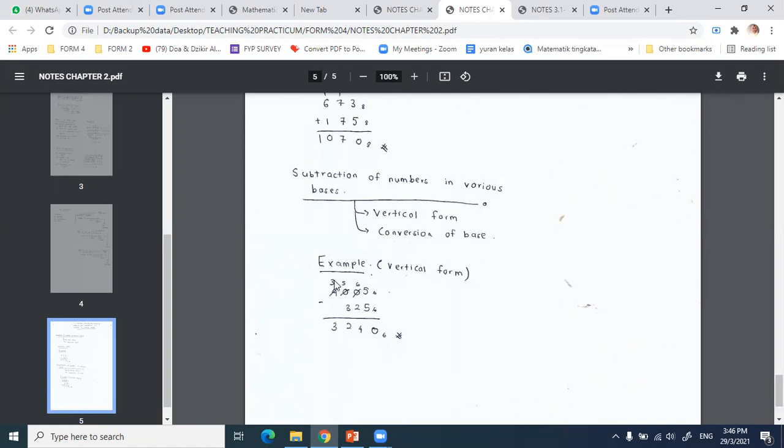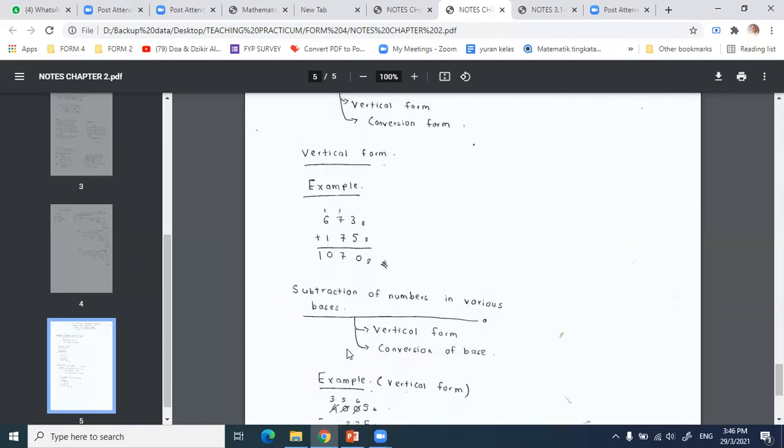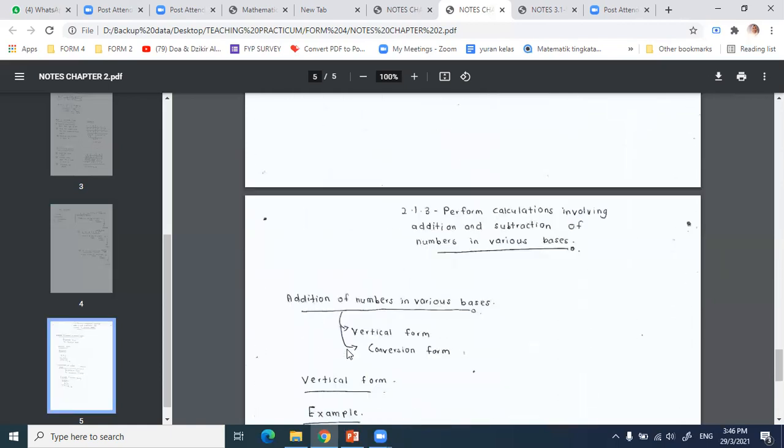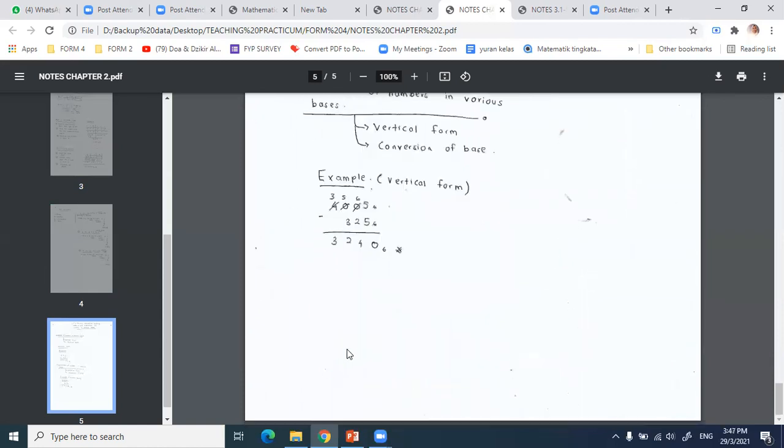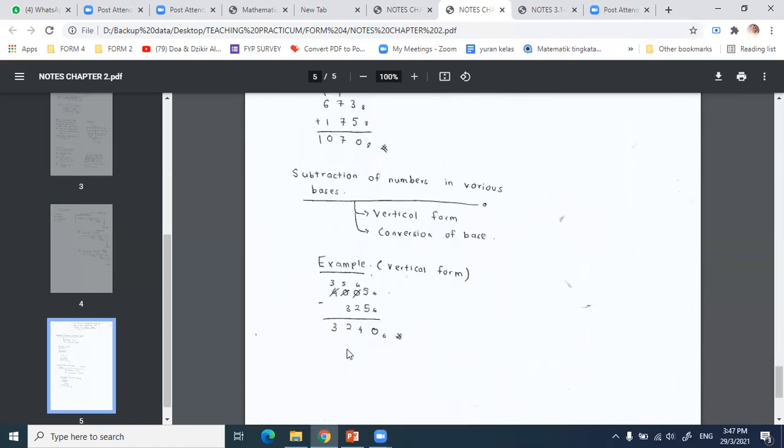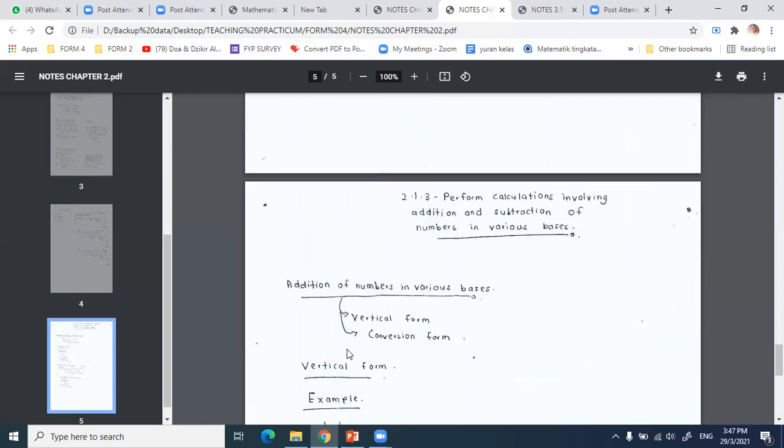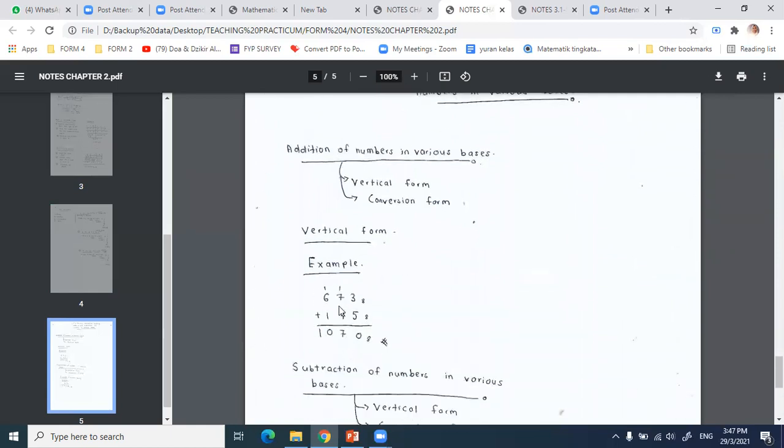But this one, 6, sebelah kanan dia pula, sebelah kanan dia nak pinjam juga 1. So this one will get 6, and then this one will be 5. So 6 minus 2 will become 4. And then 5 minus 3 will become 2. 3 minus 0 is 3. So 3240 base 6. I think this is subtraction. That's all. I think I missed this one is the addition.